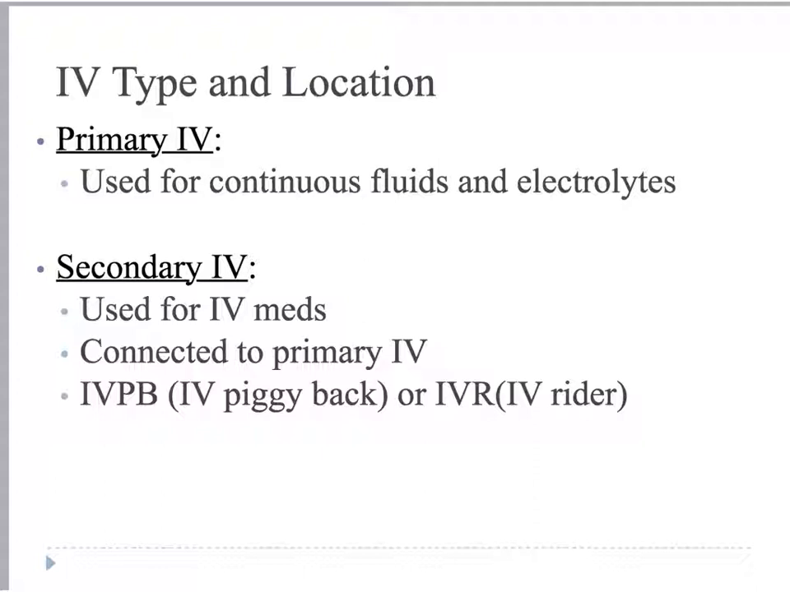So first we're going to start with the types of IVs. So we're going to look at a primary IV and a secondary IV. The primary IV is used for continuous fluids and electrolytes. The secondary IV is the IV that's used for medications. So it's connected to the primary IV, and sometimes you'll see the secondary IV meds abbreviated as IVPB, which is IV piggyback, or IVR, which is IV rider.